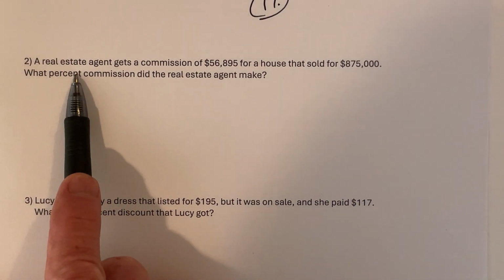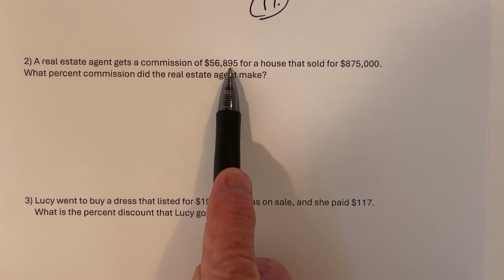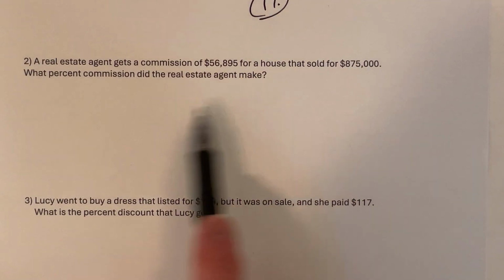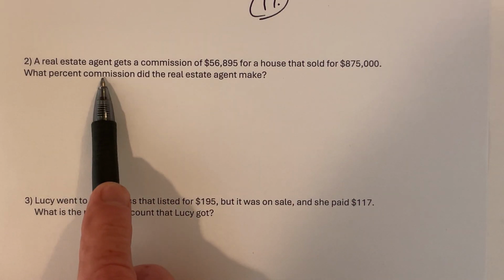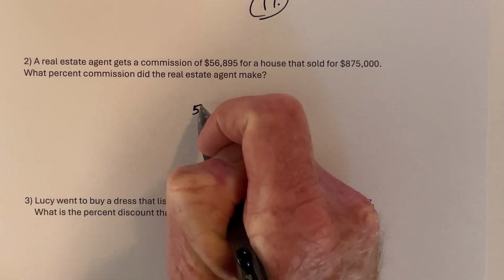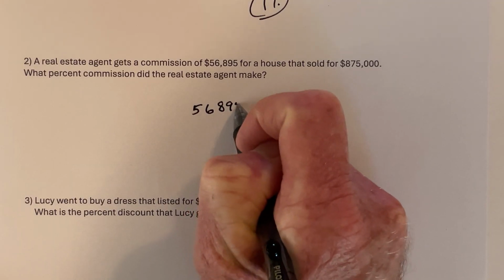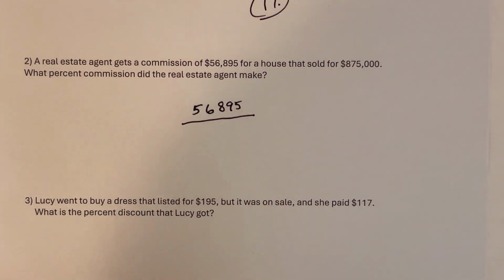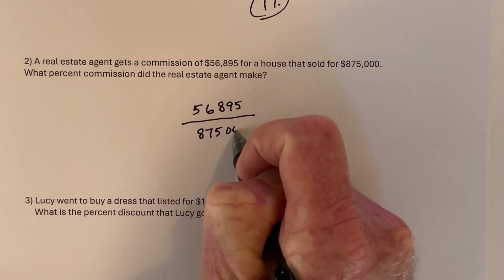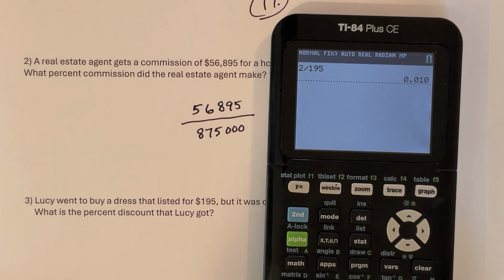The real estate agent gets a commission of $56,895. The house was $875,000. So what percent is this commission? So it's basically just like the last one, although the numbers are a little bit bigger. So take the commission, 56,895, divide by the total price of the house, 875,000. And again, definitely use a calculator.